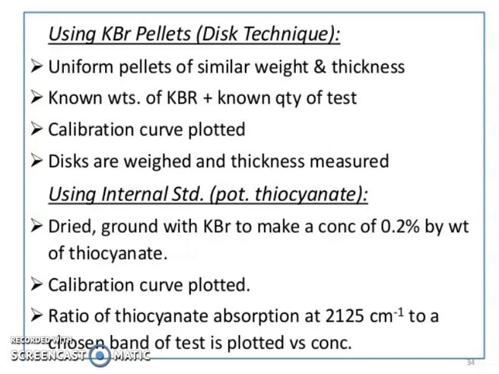So, using KBr pellet discs: uniform pellets of similar weight and thickness, known weights of KBr, known weights of test substance, calibration curve plotted, discs' weight and thickness measured. Using internal standard potassium thiocyanate, dried and ground with KBr to make a concentration of 0.2% by weight of thiocyanate, calibration curve plotted, ratio of thiocyanate absorption to a chosen band of the test substance is plotted versus concentration.